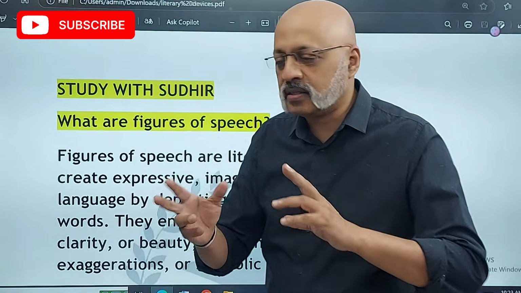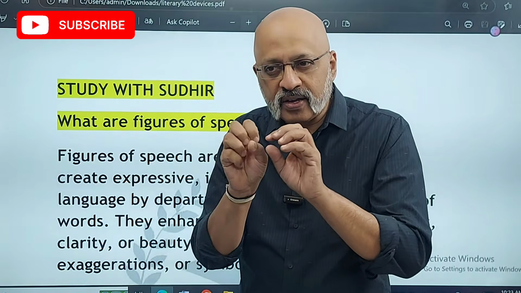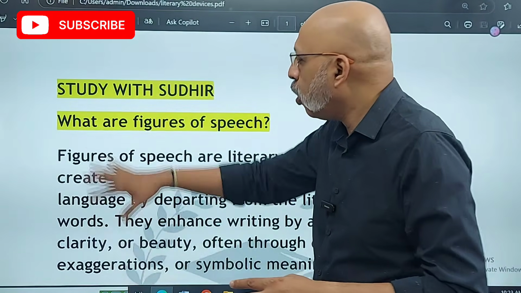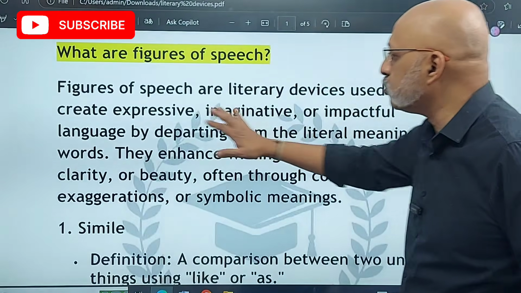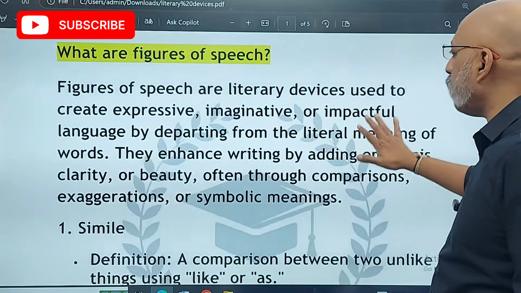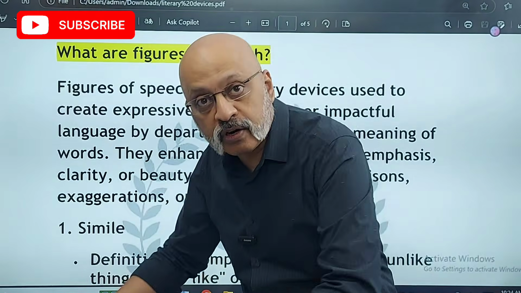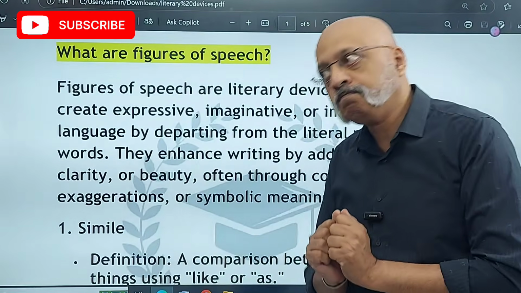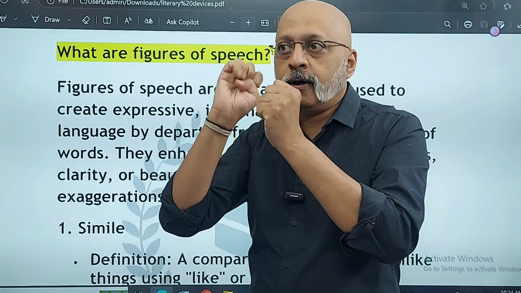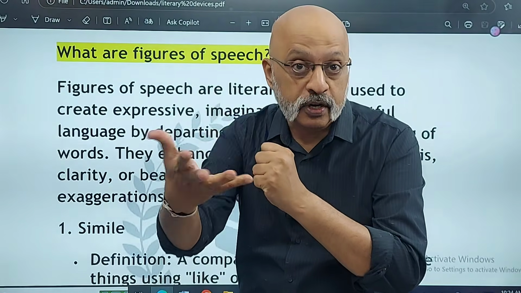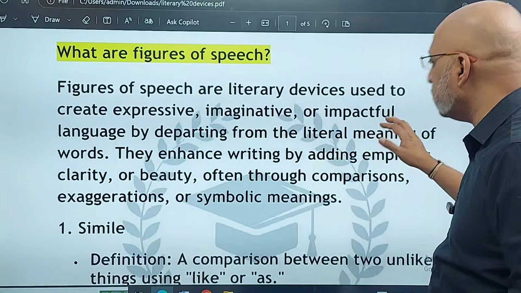There is a very slight subtle difference, but you don't really need to go into the difference between figure of speech and literary device, poetic device, which are all in different categories, but overall they're all called figures of speech, generally speaking. So they are literary devices used to create expressive, imaginative, or impactful language. When you use alliteration, it conveys a particular emphasis. When you use a metaphor, it gives a slightly more intellectual feeling to that particular point that is being made. So expressive, imaginative, and impactful, departing from the literal meaning.